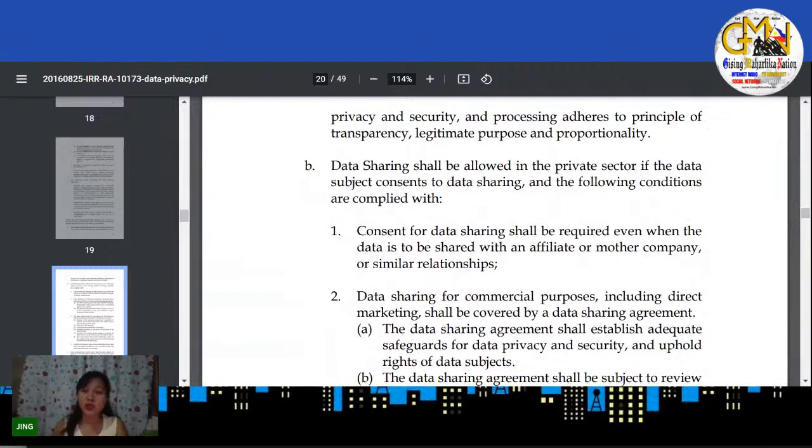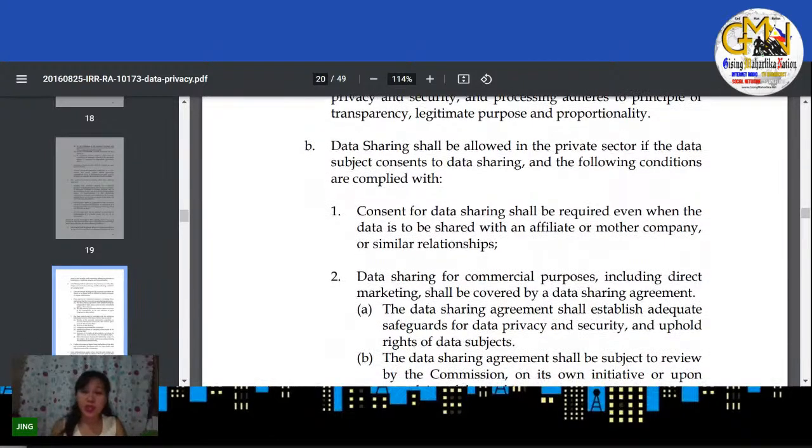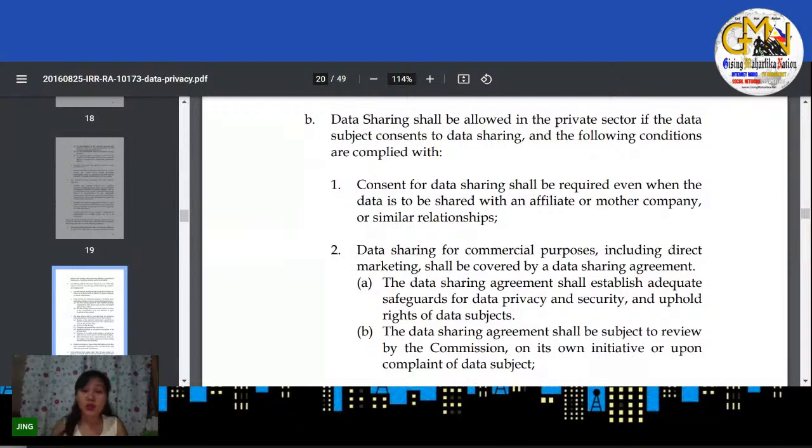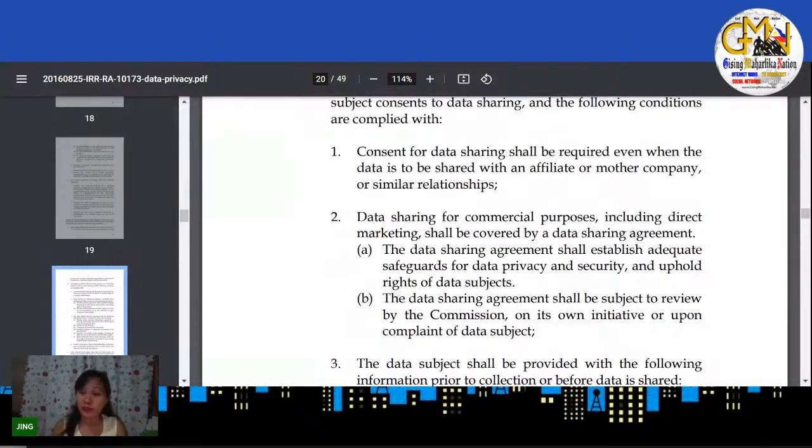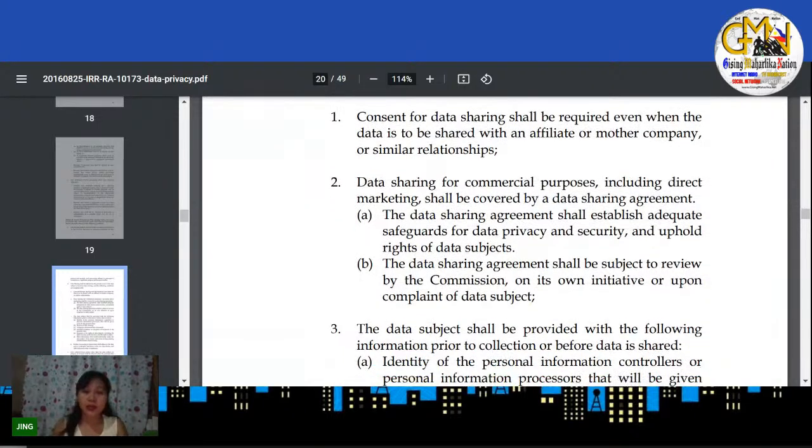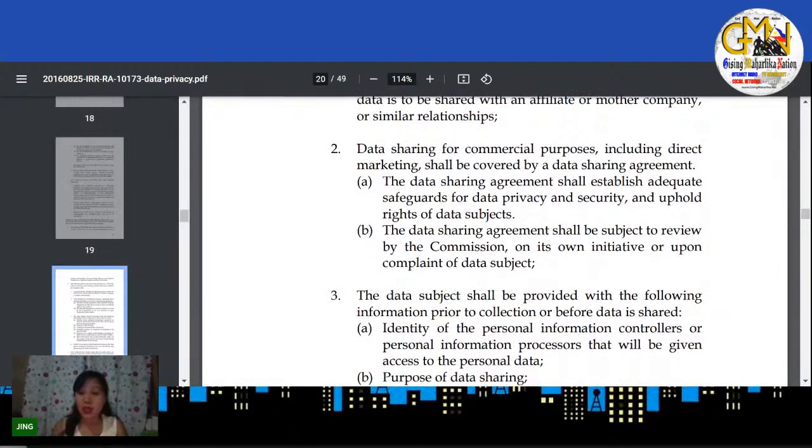Letter B. Data sharing shall be allowed in the private sector if the data subject consents to data sharing, and the following conditions are complied with. First, consent for data sharing shall be required even when the data is to be shared with an affiliate or mother company or similar relationships. Second, data sharing for commercial purposes, including direct marketing, shall be covered by a data sharing agreement.